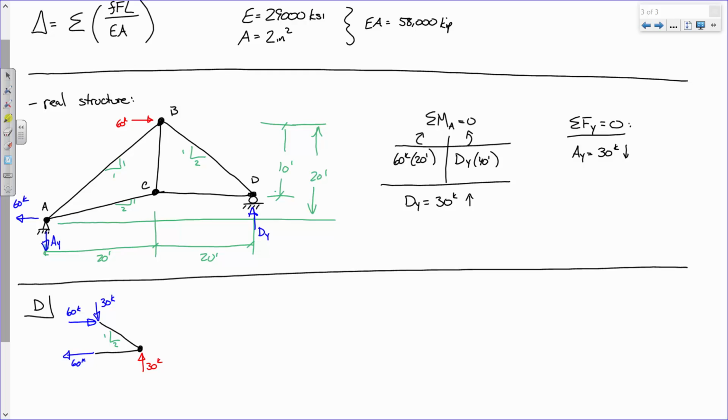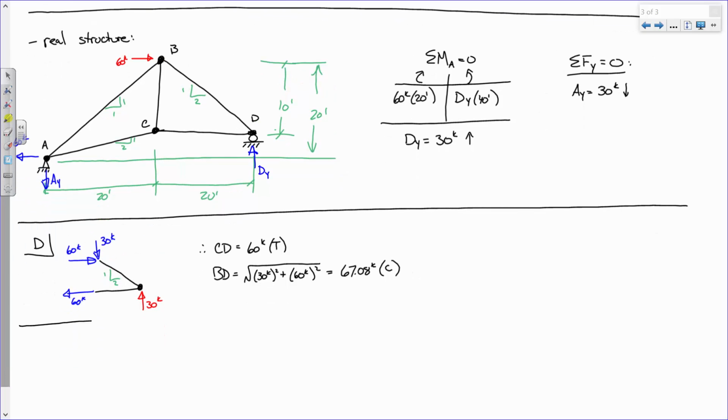So what do we know from this analysis? We know that CD is 60 kips in tension, and BD is the square root of 30 kips squared plus 60 kips squared, which is what? Now that I need some help on. Say it again. 67.08, and that is what? Compression. Everybody remember that? All right, any questions?